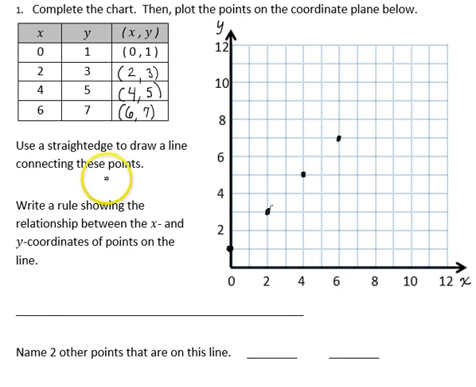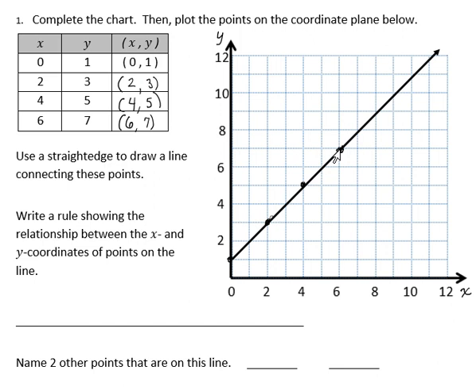The next direction says to use a straight edge to draw a line connecting these points. And here's my line running through all 4 of those points. The next question says write a rule showing the relationship between the x and y coordinates of the points on the line. We're going to go back up to our chart and look at the pattern between the numbers. If I look at my x-coordinate, how it compares to my y-coordinate, in each case, the y-coordinate is 1 more than the x-coordinate.